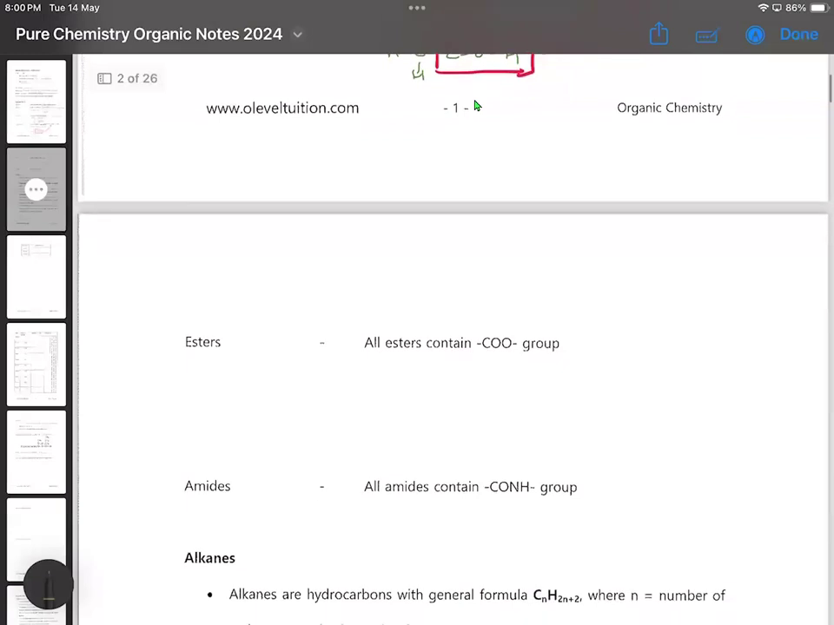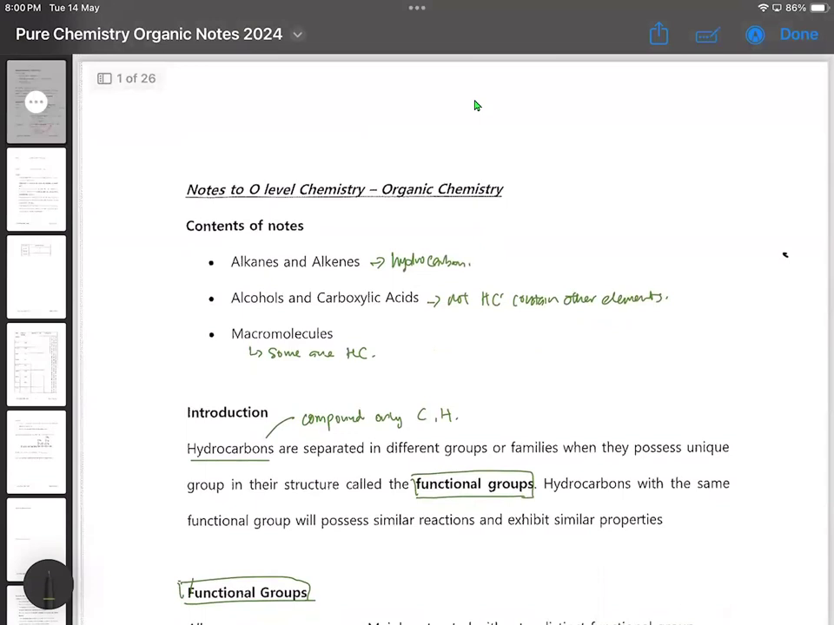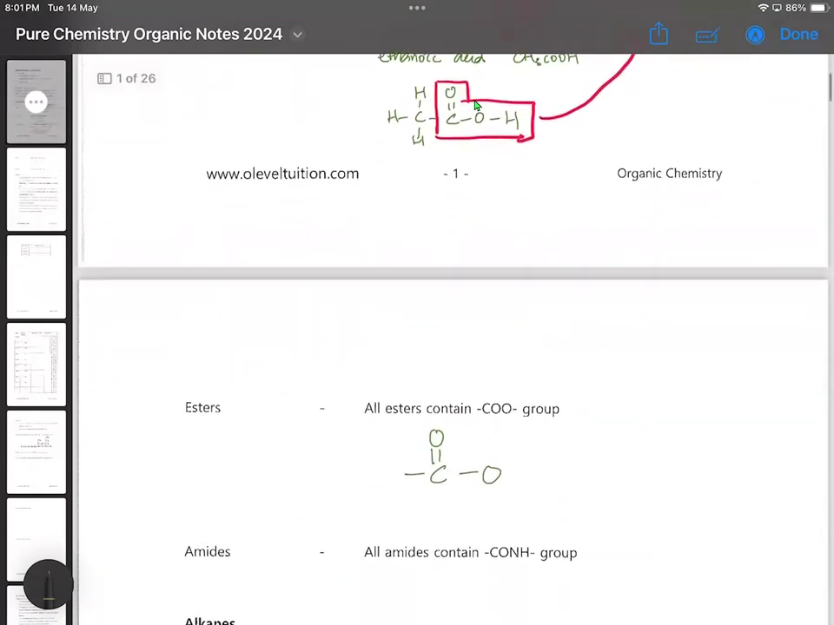The last two groups are the esters and the amides. I won't show you a specific example because they are big molecules. Generally, this CO here is a bit similar to your acid. You notice it's very similar to the acid.